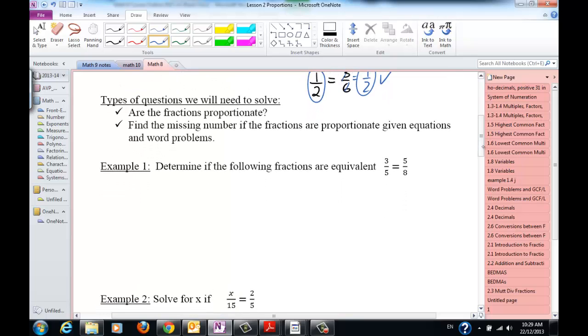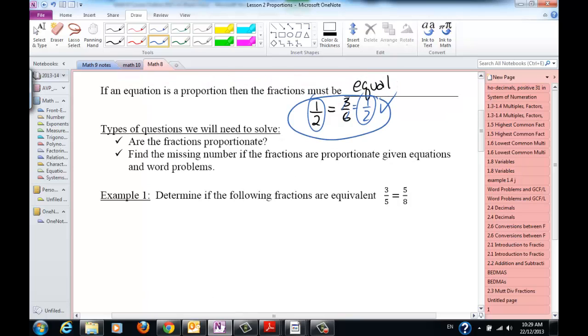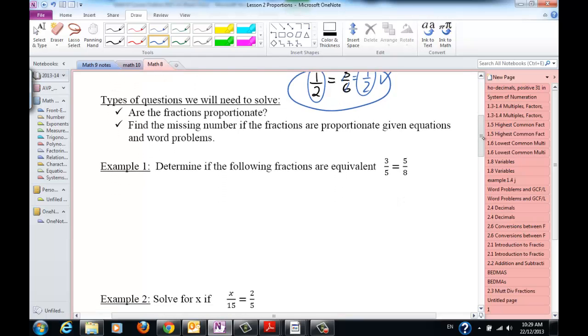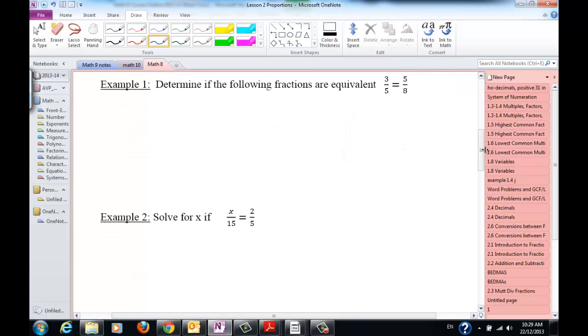So we want to be able to answer, are the fractions proportionate? That's kind of like what we did with the example. And we also want to find the missing number if a fraction is proportionate, given equations and word problems. So let's do the first one. Are fractions proportionate? Example 1 says, determine if the following fractions are equivalent.